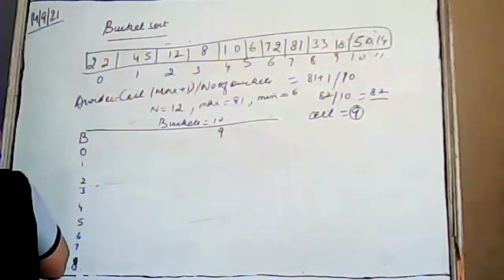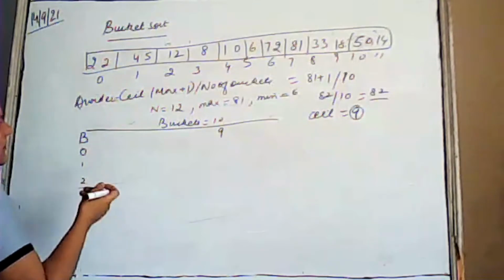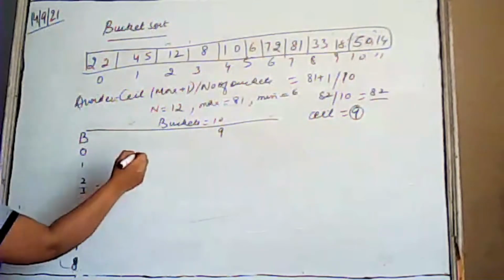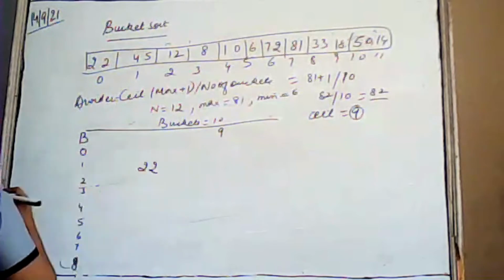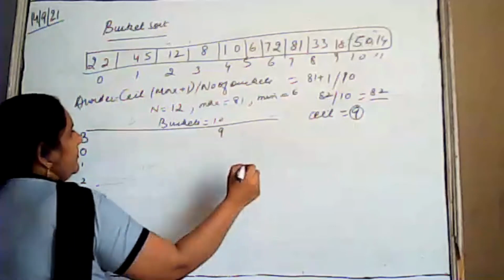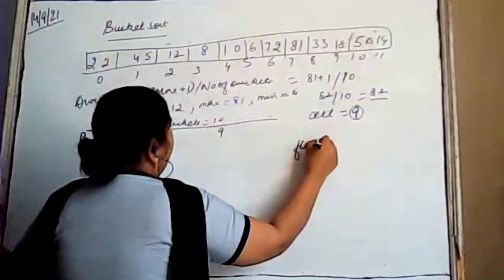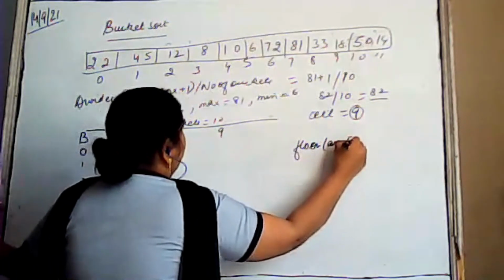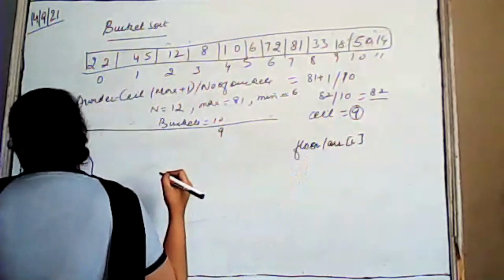Now, how to assign the numbers to these buckets? The first number is 22. So I'll do the calculation here, then I'll erase it. So this is the number 22. So the formula is floor of array[i], which keeps on incrementing, divided by the divider.